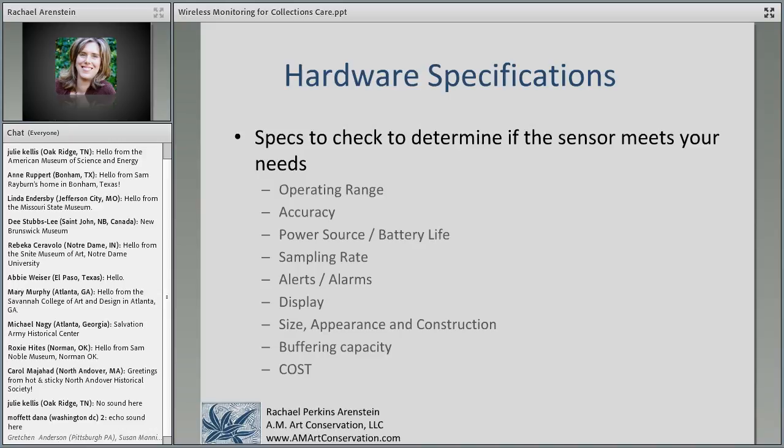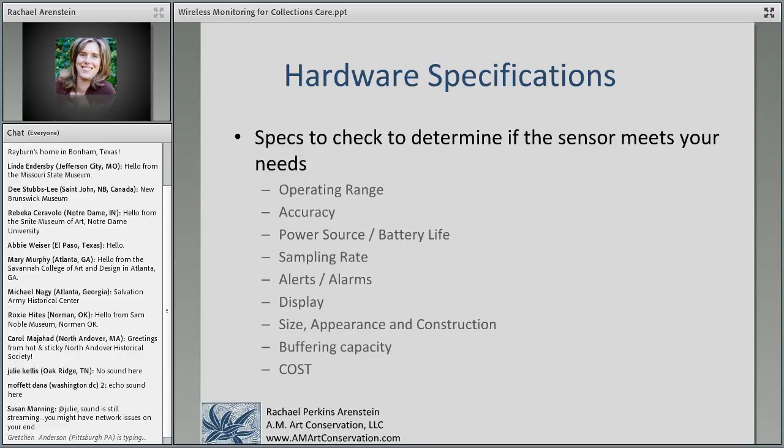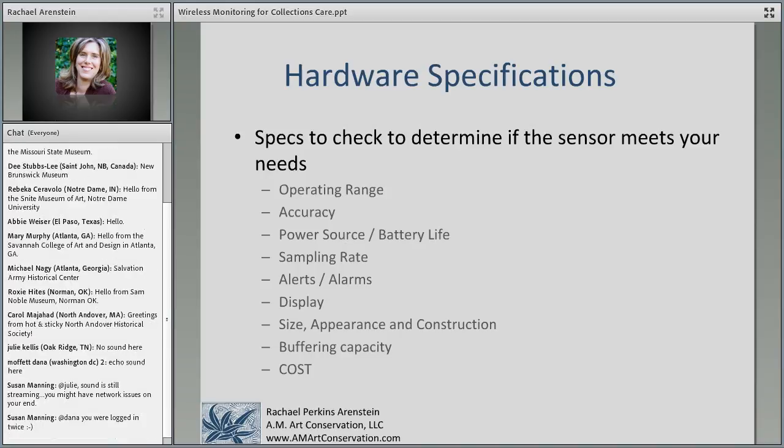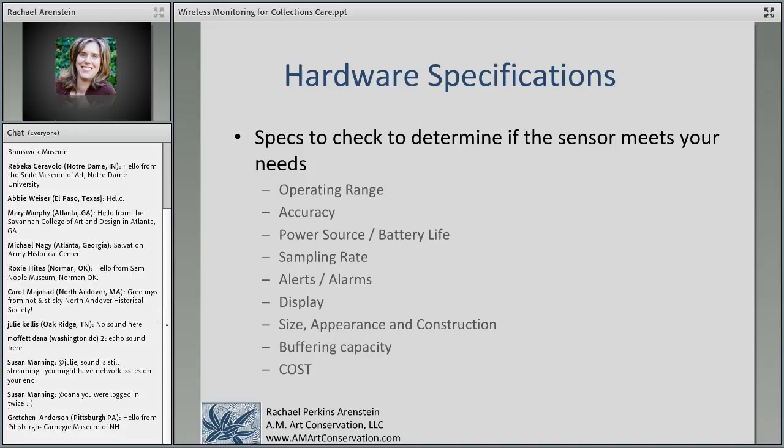But for instance, the T&D log EZ, which I'll talk about later, has an RH operating range of 15 to 90%. So if you're monitoring a sealed case with archaeological metals and silica gel that you're trying to keep as dry as possible, or if you're in the Southwest, where your conditions are extremely dry, you need to make sure that parameter is going to be sufficient for you.